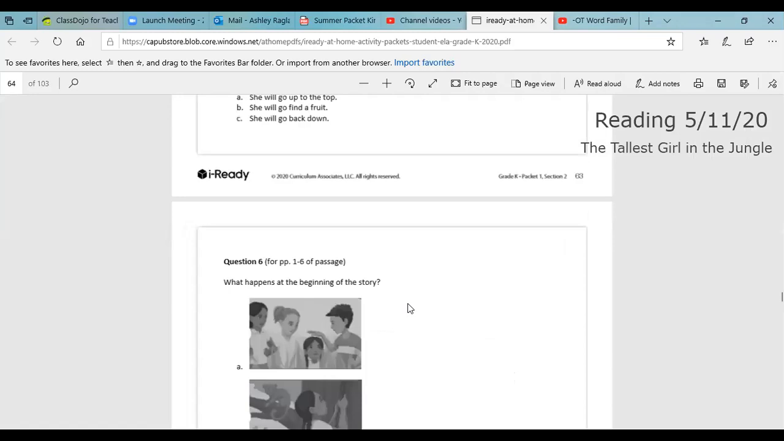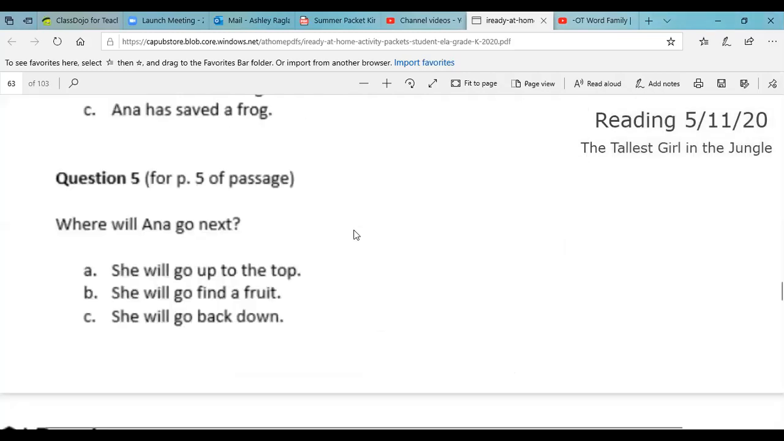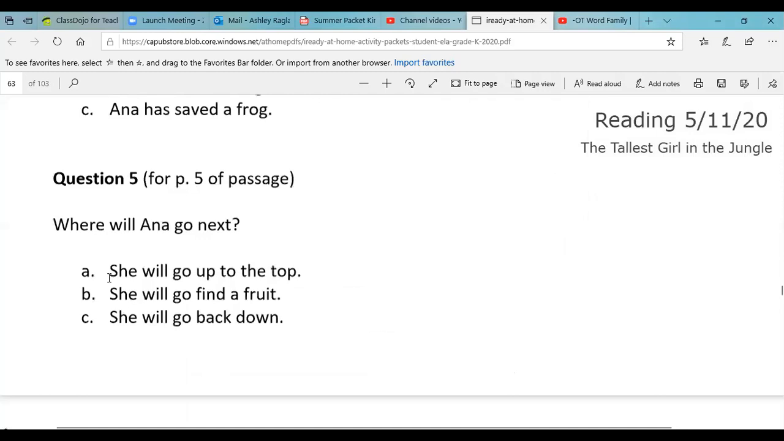So if we go down to question 5, it says, where will Anna go next? Will she A, go up to the top, B, go find a fruit, or C, go back down? What do you think she's going to do next? In that picture I just showed you, she was still climbing, so I don't think she's about to go back down because she's thinking, can I make it to the top where the canopy is? So the answer would be A, she will go up to the top. That's where she will go next. So number 5, you want to put A.